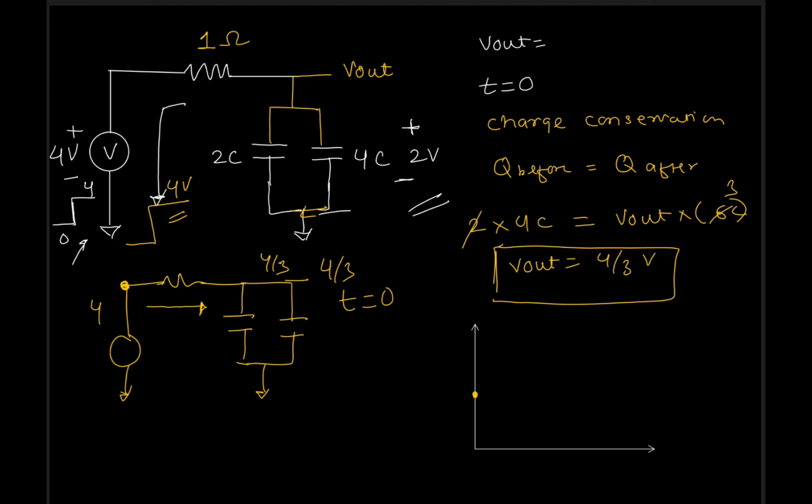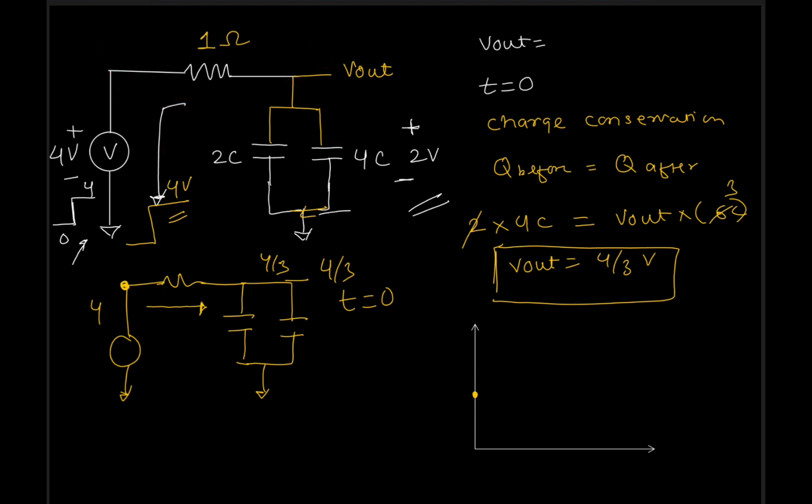and up till what value will it reach? This voltage will reach up to what value? It will reach V in. Why will it reach V in? What happens at V in? The current from this branch becomes 0, and there is no further charging. That's why it gets settled.